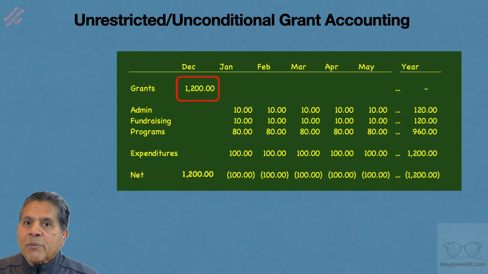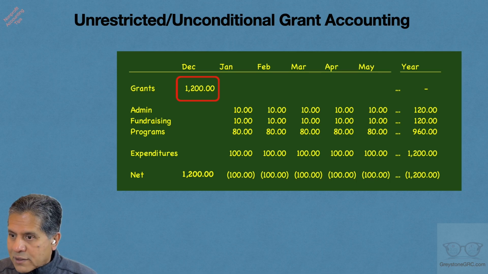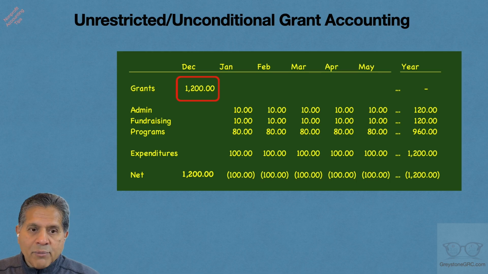Now, what happens if the money was received in December? You started your fundraising in December. It's possible that somebody gives you funding in December. When you get that money in December, you have to recognize revenue, which means that your net income for December will show 1,200, particularly if you haven't had any other expenses. It's a startup. And then January through December, you'll show losses of $100 a month.